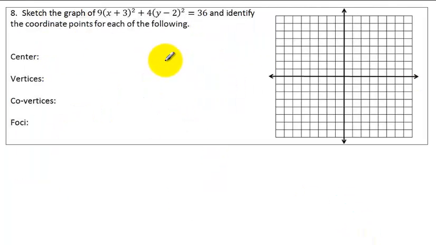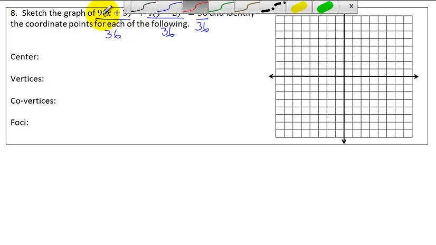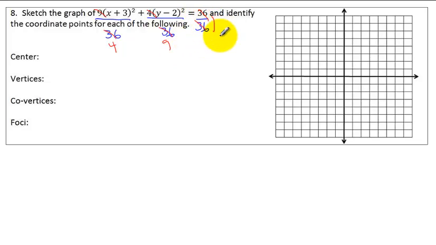Number 8, now let's sketch the graph of this thing. What in the world is going on? Well, I'm going to first divide this whole thing by 36 because we need it to equal the number 1. And then you can see here, these things are going to start reducing. 36 over 9 reduces to 4. This reduces to a 9 on the bottom, and that cancels and just becomes the number 1 on the right side.